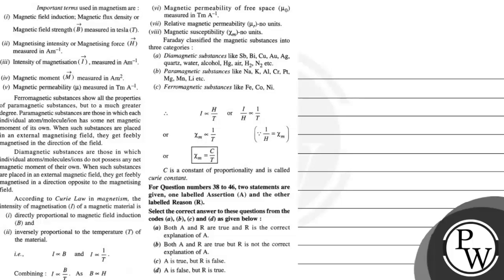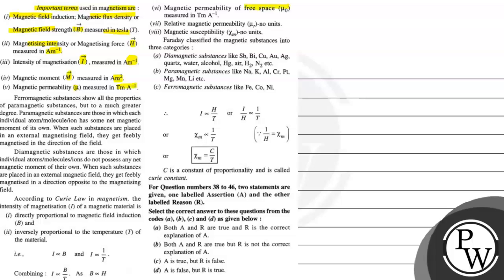Let's read this question. It says the important terms used in magnetism are: magnetic field induction, magnetic flux density or magnetic field strength, measured in Tesla; magnetic intensity or magnetizing force H vector, measured in ampere per meter; intensity of magnetization I vector, measured in ampere per meter; and the magnetic moment, measured in ampere meter square. The magnetic permeability is measured in Tesla meter per ampere.